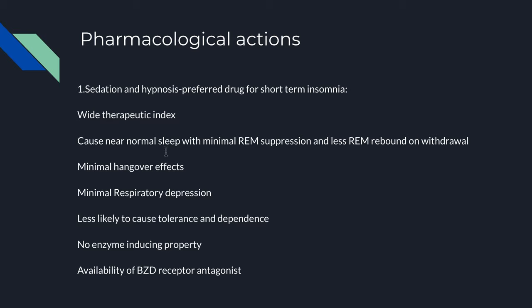Unlike barbiturates, which disrupt the normal sleep cycle, they have minimal hangover effects and minimal respiratory depression. They're less likely to cause tolerance and dependence, and they have no enzyme-inducing property. There is also a benzodiazepine receptor antagonist available, Flumazenil, which can be used in the treatment of overdosage.